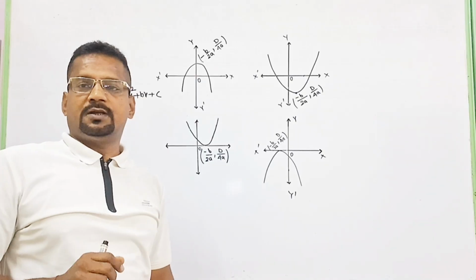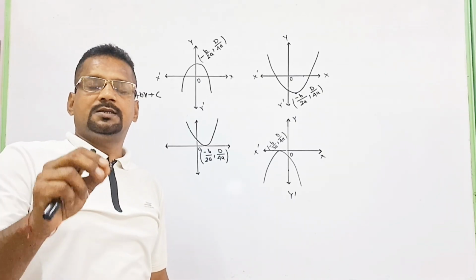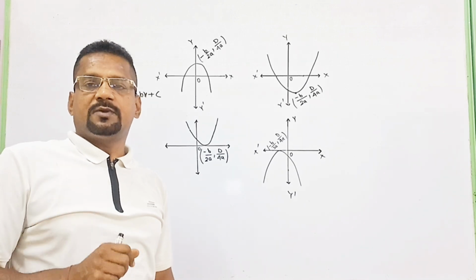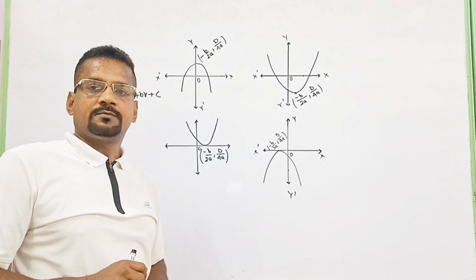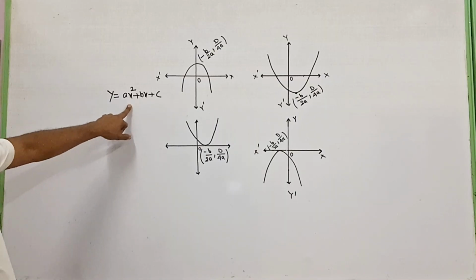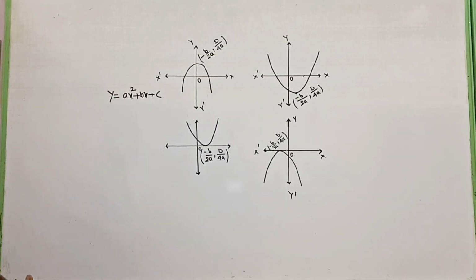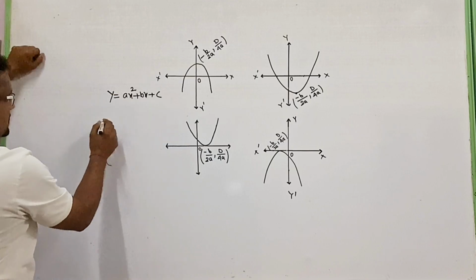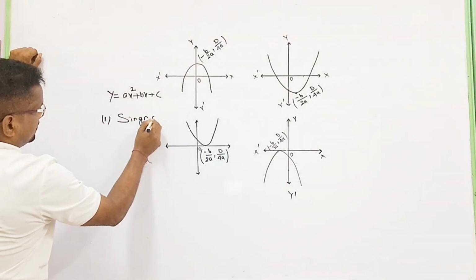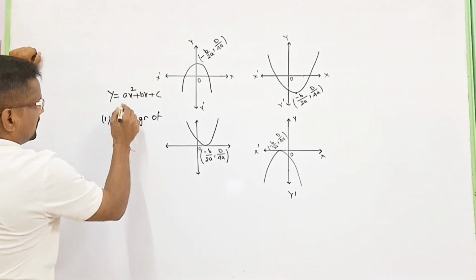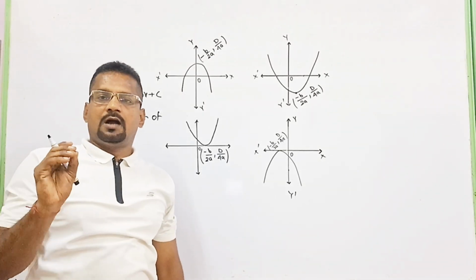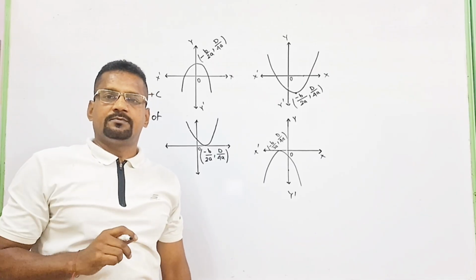Whether A is positive or negative, B will be positive or negative, and C is positive or negative. How to identify the signs of A, B, C from the graphs? The general quadratic polynomial is ax²+bx+c. One by one. At first, the sign of A: whether A is greater than 0 or less than 0, how to decide it from the graph.